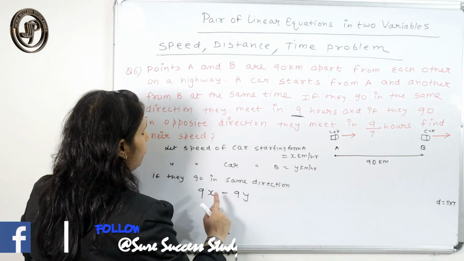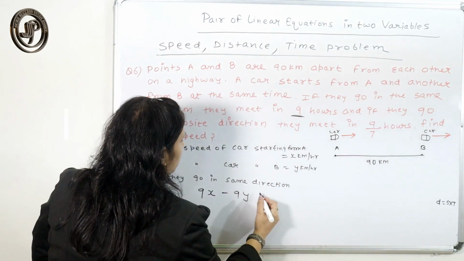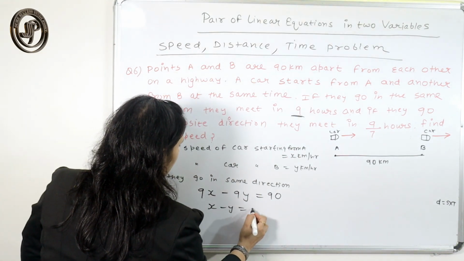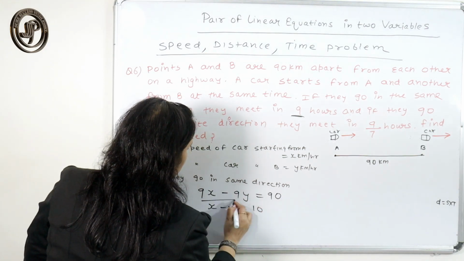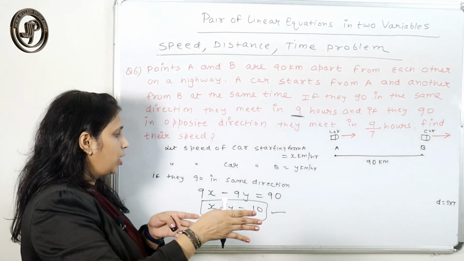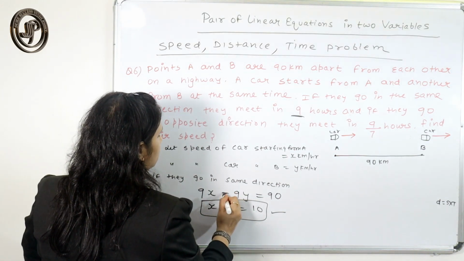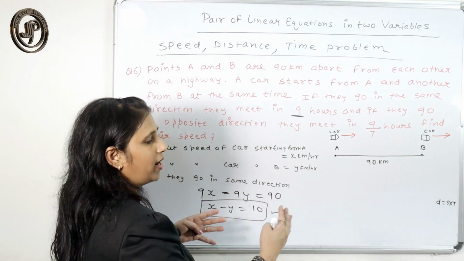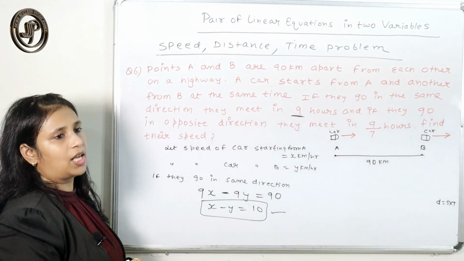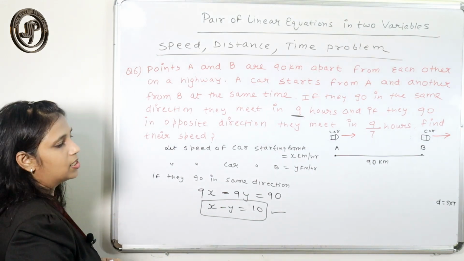What is their difference in distance? When they meet in 9 hours, the difference of their distance is 90 kilometer. So 9x minus 9y is 90, or x minus y is 10 kilometer. Here you just have to think one thing: in upstream and downstream we added the speeds, but here we are finding the distance. If they are going in the same direction and meeting, we have to subtract their distances to get the difference between them.